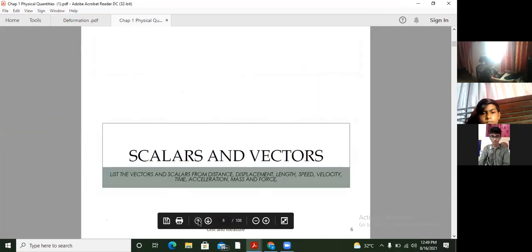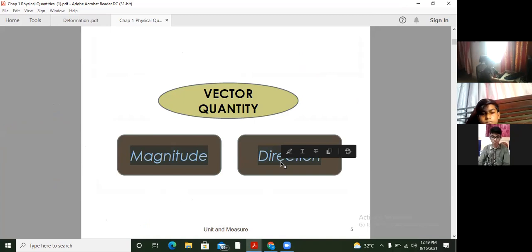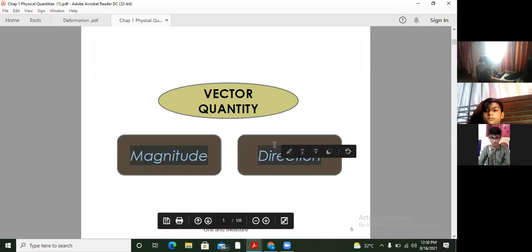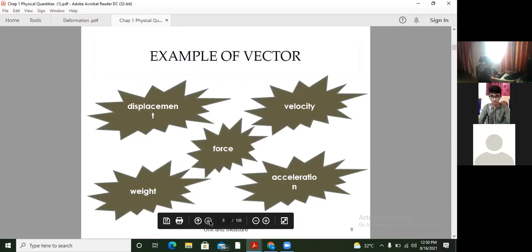Okay, let's move towards vector quantities. Now, what are vector quantities? Vector quantities are those which have magnitude as well as direction. It has magnitude and similarly direction is defined to you. Suppose I am moving 2 kilometers towards north, my boat is moving 5 kilometers towards east. So here direction is defined. So these are the vector quantities. Let's see how many types of vector quantity we have.